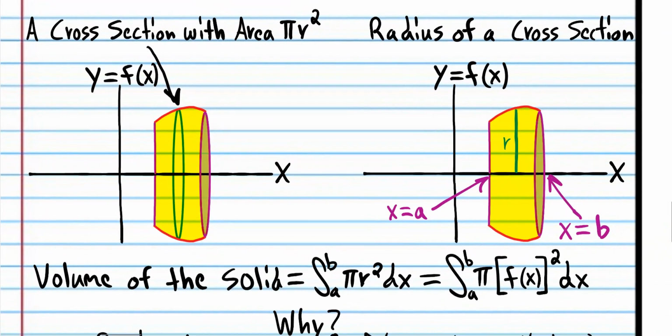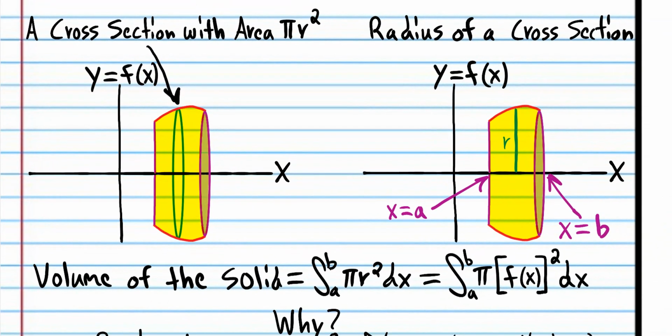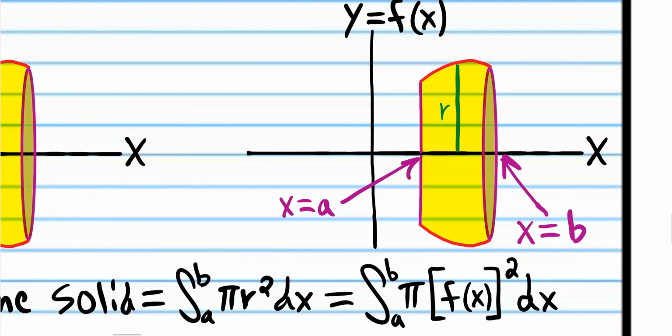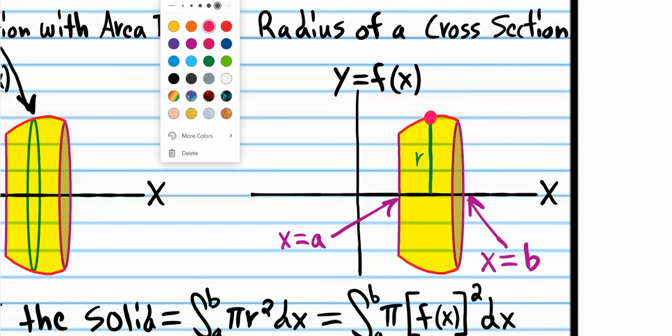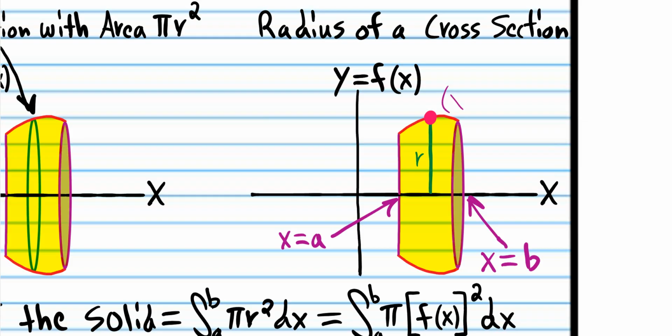And the radius of each one of those cross sections is r. You see r over here. So r is the y value of this point x, y, but the y value of the point is also called f of x.